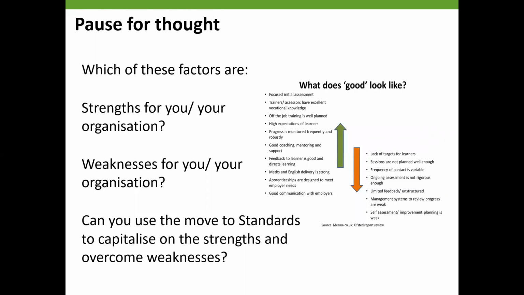And therefore, if they're a weakness now, they're likely to be moving forward into standards. And equally, if they're a strength, it's how you capitalise on them. So which of these factors do you think are a strength, which is a weakness, and which do you think you can capitalise on where they're strengths or overcome where the weakness is? Because the move to standards actually allows you to do something better or different. So just a minute there. So I'm going to go quiet for a little while.